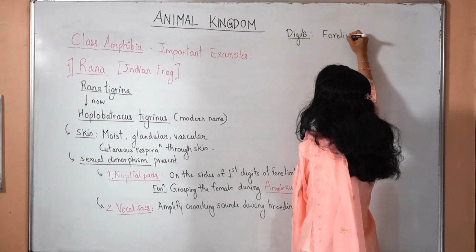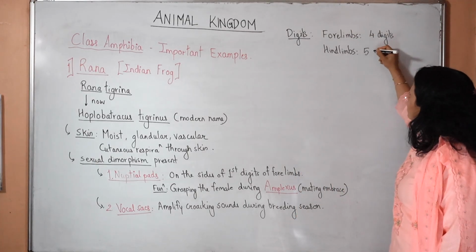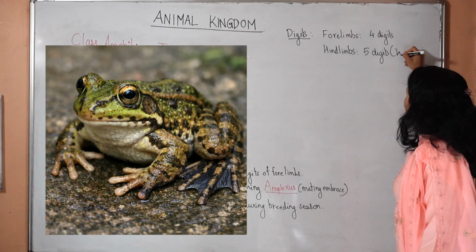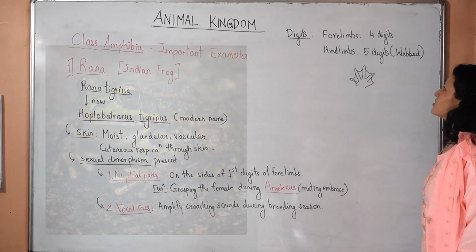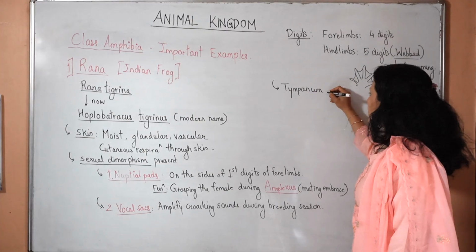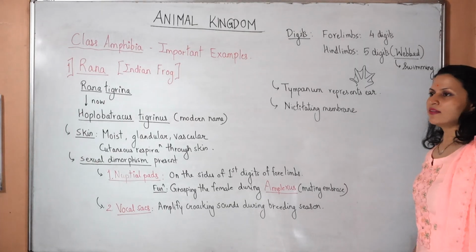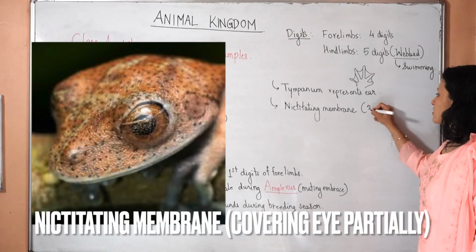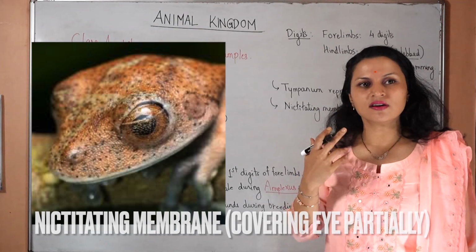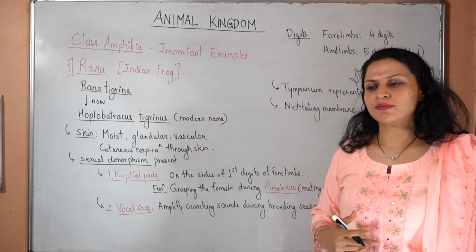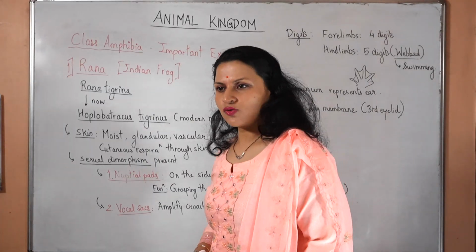Digits, forelimbs will have 4 digits. Hind limbs will have 5 digits, which will be webbed. They will have kind of webs between the digits, which will help them in swimming. Tympanum represents ear. Then nictitating membrane, which will protect their eyes, and it is known as the third eyelid. Along with the 2 eyelids that they have, they will have a third eyelid, which is called the nictitating membrane, which will protect their eyes under the water when they keep their eyes open.